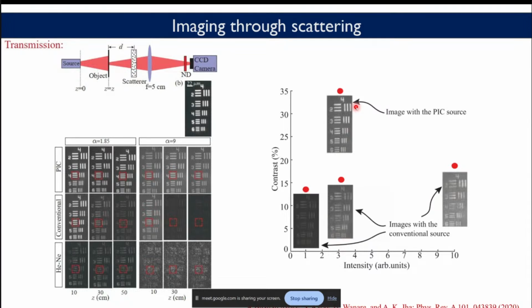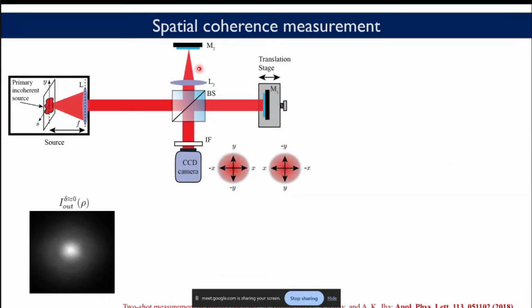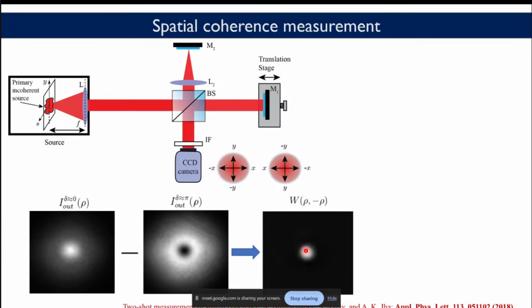So that's how the image on the camera will look. That's an experimental image, when there is a zero phase difference between these two arms, and when there is a pi phase difference between the two arms of the interferometer. If we just subtract, it gives us the coherence function, which is this. And this is quite beneficial because by just collecting two images, we are able to reconstruct the entire coherence between rho and minus rho.